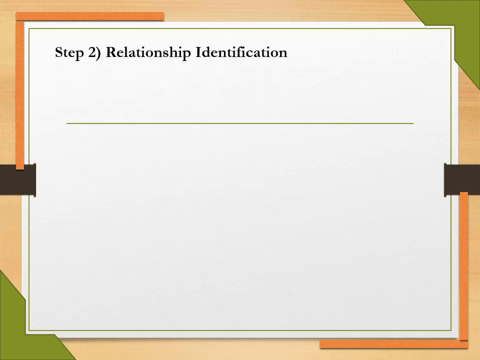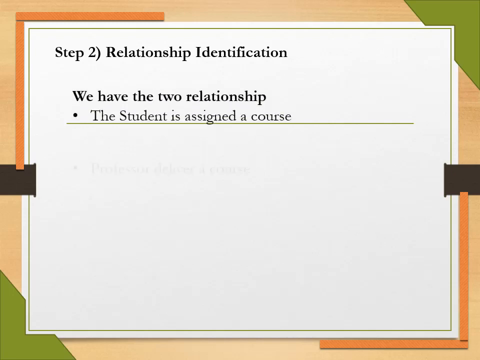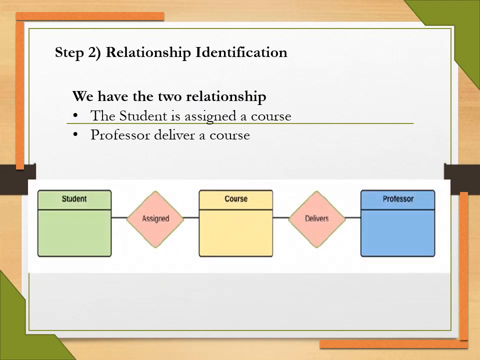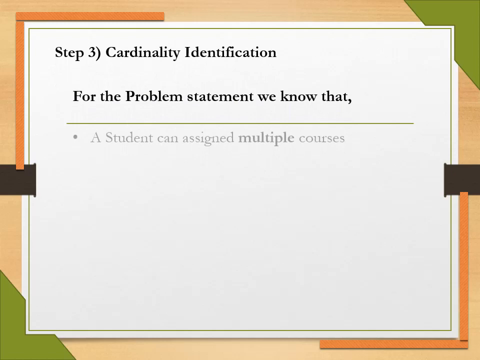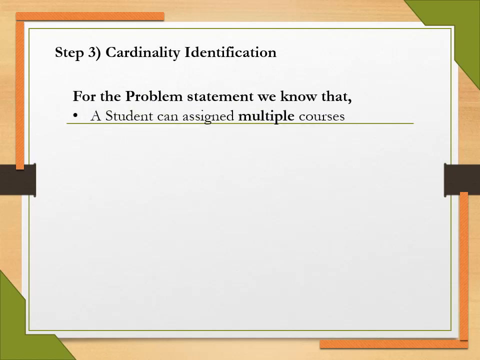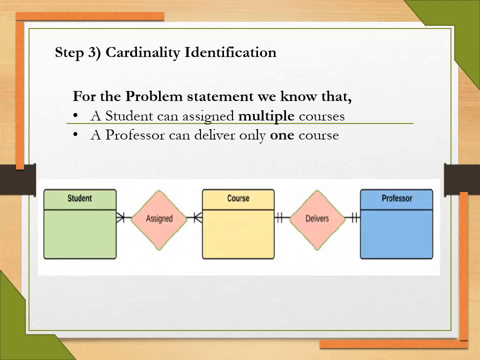Now for step 2, relationship identification. We have the following 2 relationships. The student is assigned a course. Professor delivers a course. Step 3, cardinality identification. From the problem statement, we know that a student can be assigned multiple courses. A professor can deliver only one course. So, this is most likely what the diagram looks like in step 3.